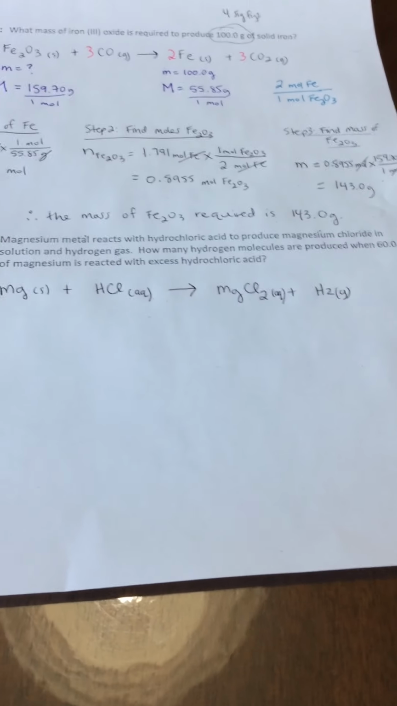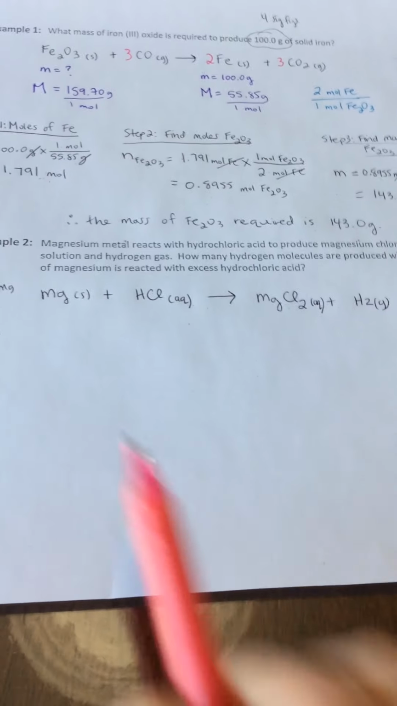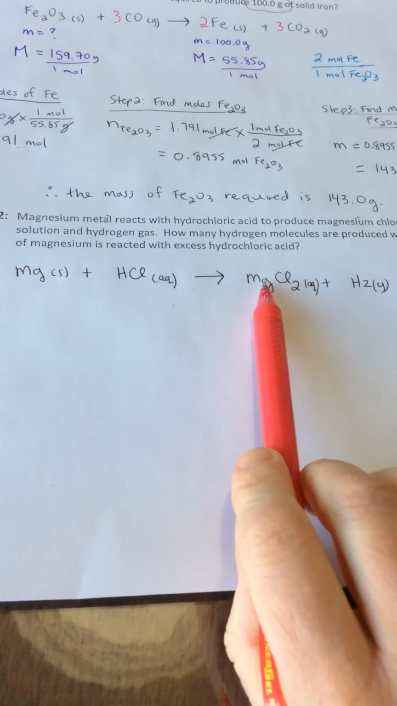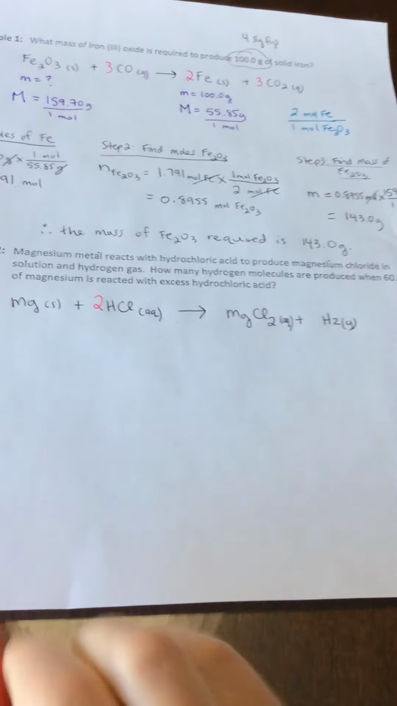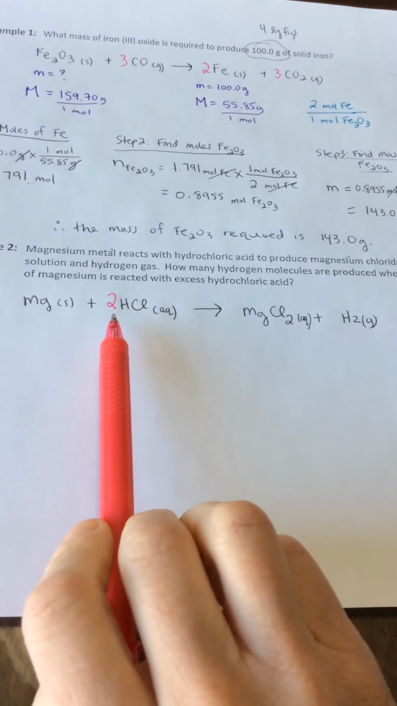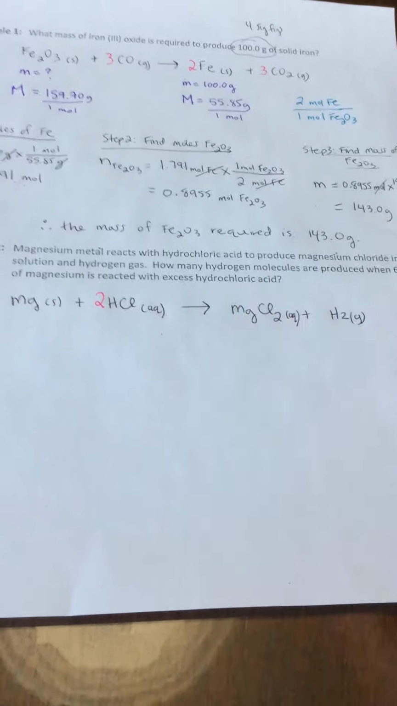Here's the skeleton equation. We need to balance it up. 1 magnesium, 2. We are going to need a 2 here, and that will balance it. So here's our molar ratio, 1 to 2 to 1 to 1.